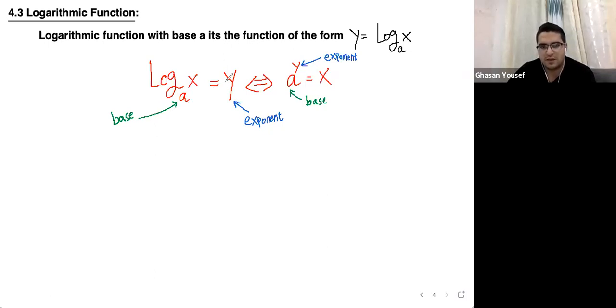So log x to the base a equals y, the exponent. This is the same as a to the power y, where a is the base and y the exponent equals x, the number inside the logarithm. This is called the logarithmic form, and this is called the exponential form.